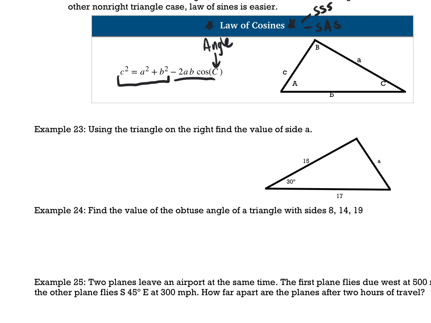Using the triangle on the right, find the value of side A. They give me this angle, so I'm going to redefine my variables here. This is C, I'm going to call this little c now, and then A and B. Since I know that angle, it has to be across from the side I'm trying to find. See how this fits in my side angle side definition? I have this side, and the angle that's between them. This is why I can't use the law of sines, because I don't have a matching side angle combo anywhere. So I'm forced to use the law of cosines.